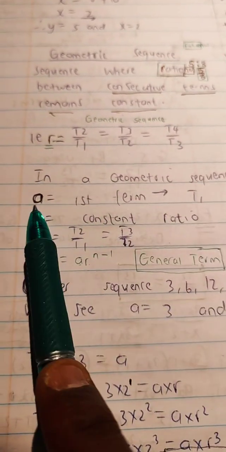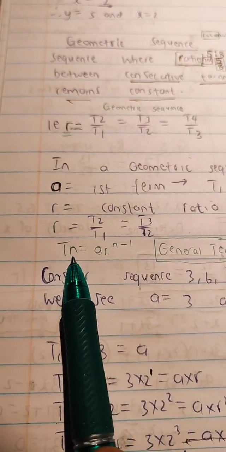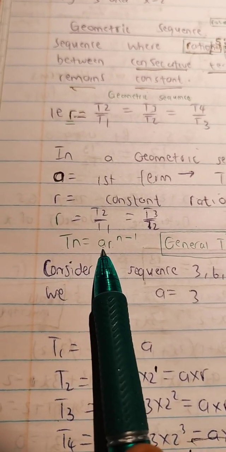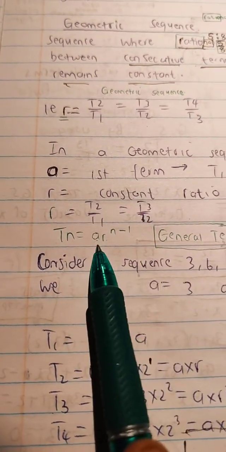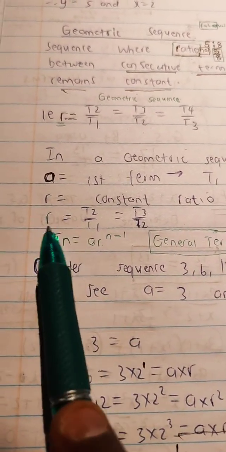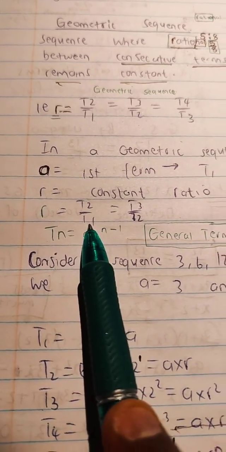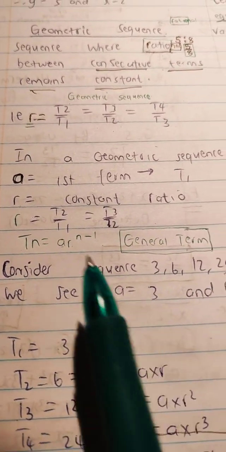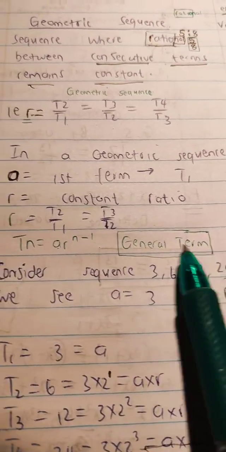So in a geometric sequence, we have the general term, which is given by Tn, the nth term, which is equal to A. What is A? A is the first term. R means the constant ratio. And remember, the constant ratio is calculated by term 2 divided by term 1, or we could say term 3 divided by term 2, my beloved grade 12s. So Tn is equal to AR to the power n minus 1. That is the general term of a geometric sequence.